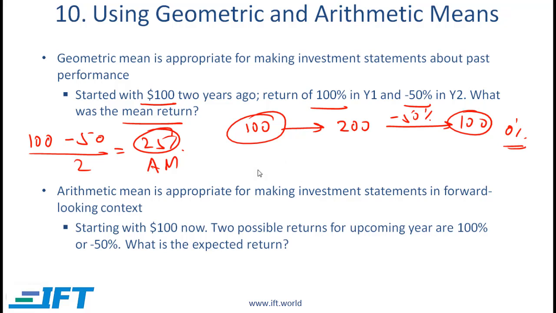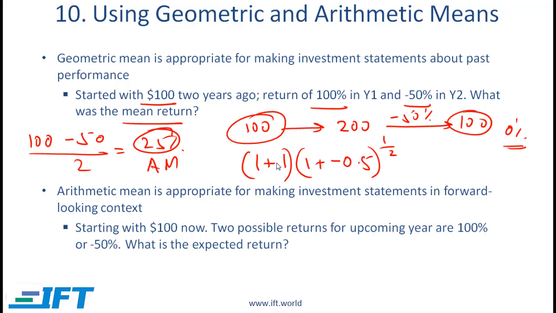If you recall, with geometric mean, you do 1 plus the return in the first year. 100% return means you just do 1 plus 1. Remember, a 50% return would have meant that we do 1 plus 0.5. So 100% return means that we do 1 plus 1. And then you multiply by 1 plus the return for the second year, which is actually minus 0.5. And then you raise to the power of 1 over 2.